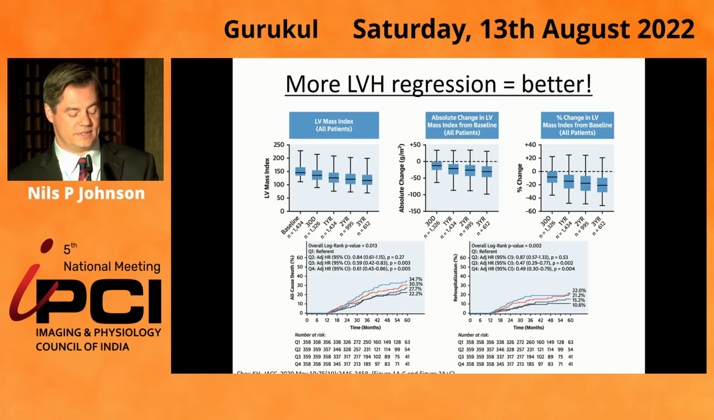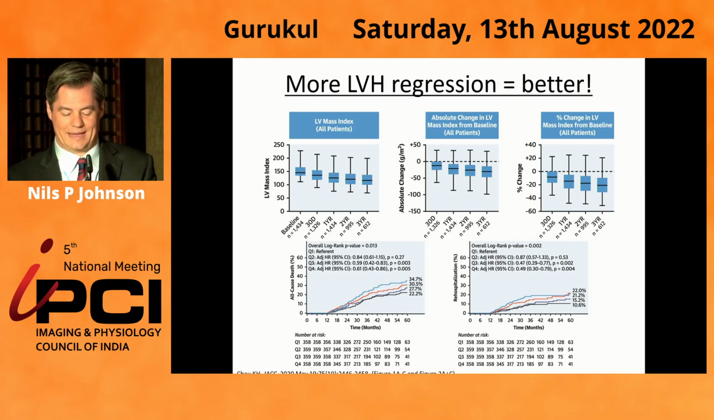As has been seen from this data, it's kind of a pooled analysis of the partner trials. The more you can unload and reduce left ventricular hypertrophy, the better patients do. So take a look at the graph on the upper right there, the percent change in LV mass index from baseline. You can see that usually after a successful TAVI or SAVR, the percent change is about 20% or something like that.